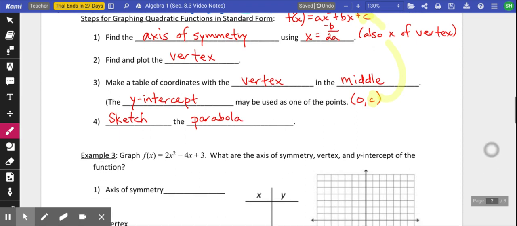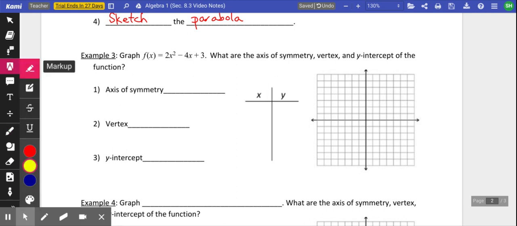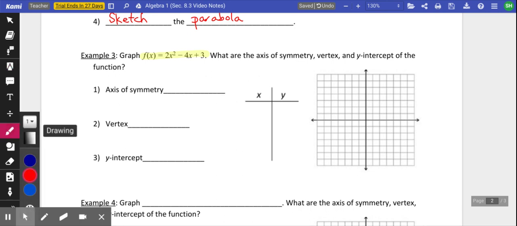We're going to go through one of these together, and then the hope is that you will try one on your own. So let's see how this goes. We are given the function f of x equals 2x squared minus 4x plus 3. We're going to find these three items, fill in our table, and graph our function. Because we are in standard form, I'm going to write my a, b, and c up here. The a is 2, the b is negative 4, and the c is 3.